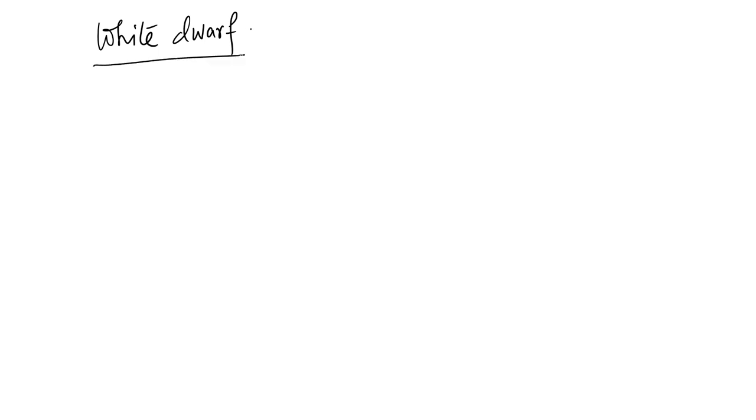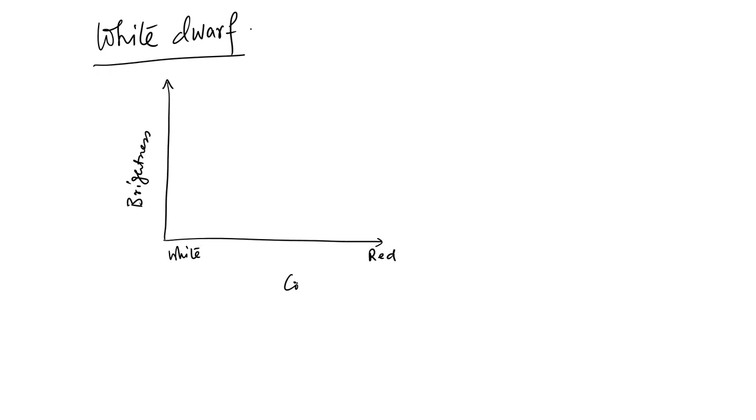In order to understand what this is, if we plot the brightness of a star on the y-axis, and this is where the white spectrum lies, and this is towards the red spectrum, so this is basically the color axis of the stars. Most of these stars fall into this kind of a band. All of them really fall into this space, and this is called a Russell Hertzsprung plot.